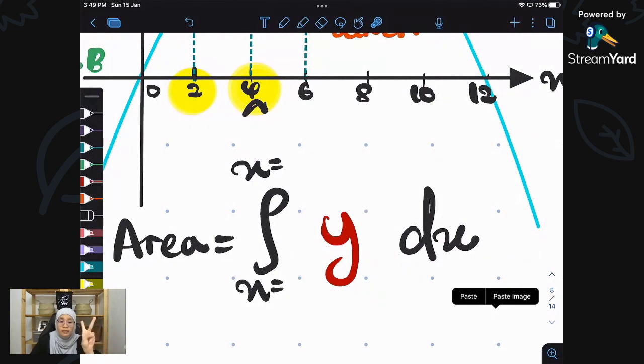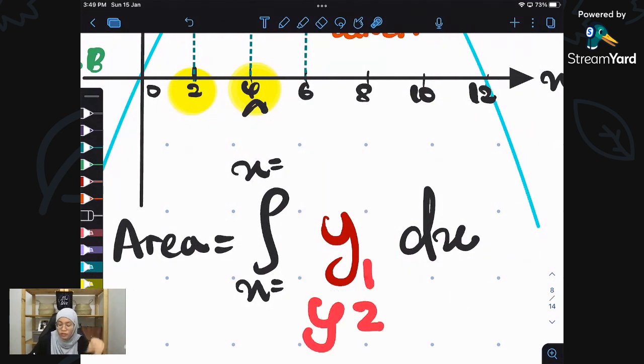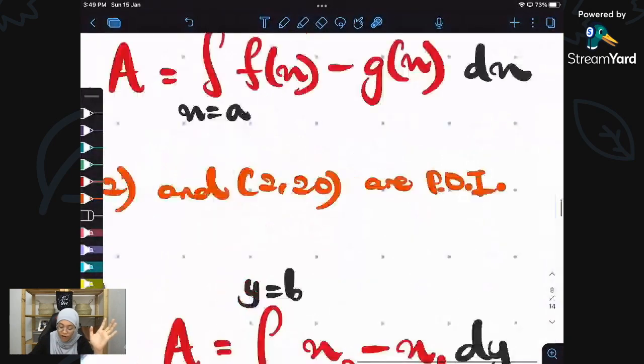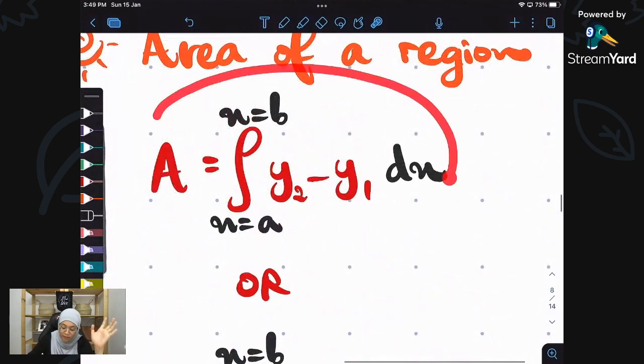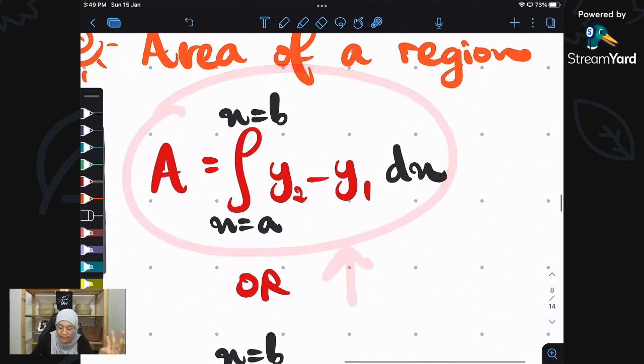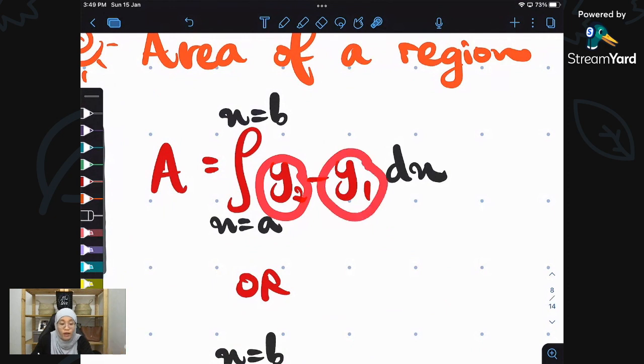Tapi y function kita ada dua, y1 and y2. So how do we use these both functions? So we have a formula, everybody. So I will be using this formula. The thing is, jangan follow bulat-bulat formula yang saya tulis dalam nota saya ni. Kadang-kadang tak semestinya y2 minus y1.